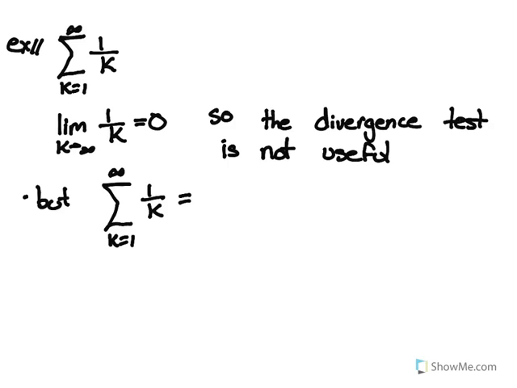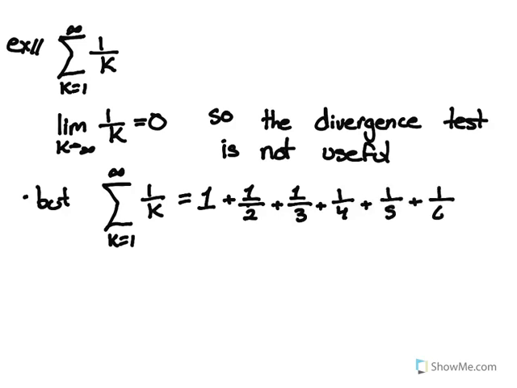If I expand out this series, it looks something like this. So 1 plus 1/2 plus 1/3 plus 1/4. I'm going to write out the first few terms, 1/7 and so on. And notice that this whole thing is greater than 1 plus 1/2. I'm not changing the first two terms.